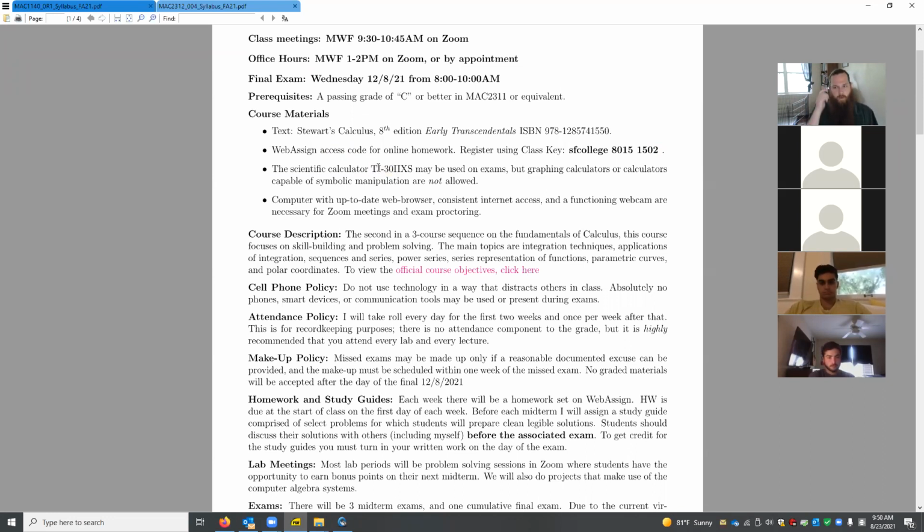No TI-30 Pro, no TI-36, definitely no TI-84, 89 Inspire, none of that stuff. Has to be one of these basic guys. You can pick one up at Walmart for around 10 bucks. It's the same calculator that's allowed in all the calc classes here at Santa Fe and differential equations. So if you're a calculator person, you like to have one handy, that's the one to get. No other calculators can be used on exams.